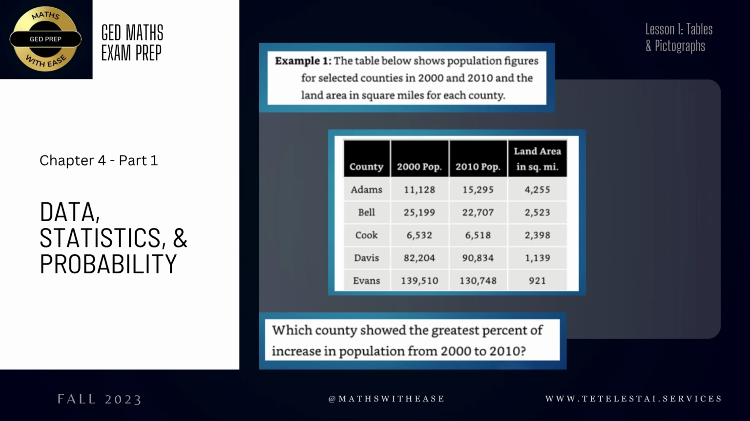And then you would just proceed, and quickly we can gauge that really only Adams and Davis County saw an increase between 2000 and 2010. As you can see, Bell County decreased from 25,199 to 22,707, right? So your first step would be just to look at the information being presented, and then determine which of your counties are actually showing an increase.